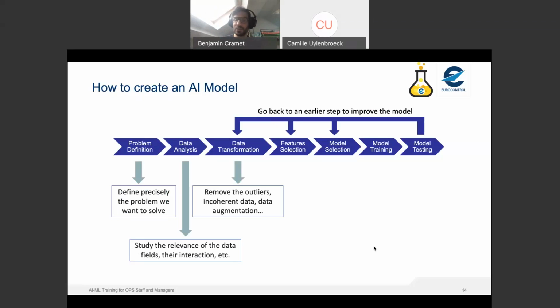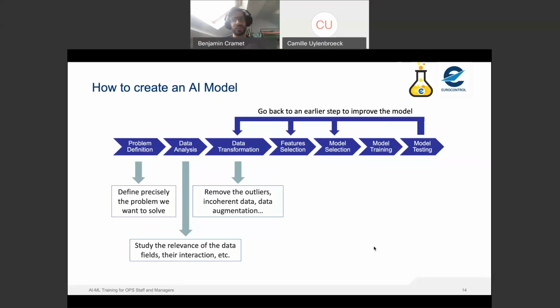Then data transformation, clean the data. So data comes as they are recorded. Sometimes they have outliers, so measurements or values that are completely off the charts, incoherent data, holes in the data, etc. Data augmentation is when you have too few data and you want to increase the amount of data. Think of a classifier between cats and dogs, for instance, and you have too few images of cats. Then you will maybe turn the image, or you will process the image in a different way, maybe change a bit the image so that you can do it.